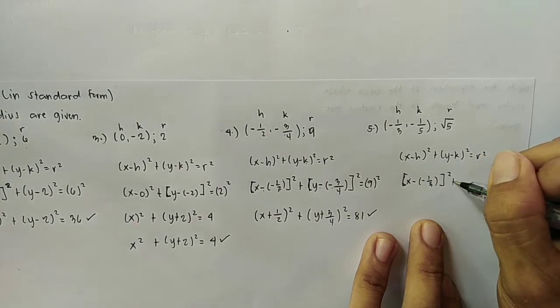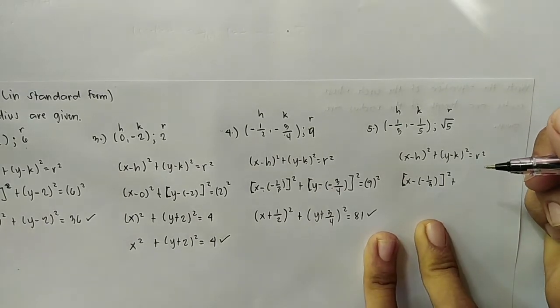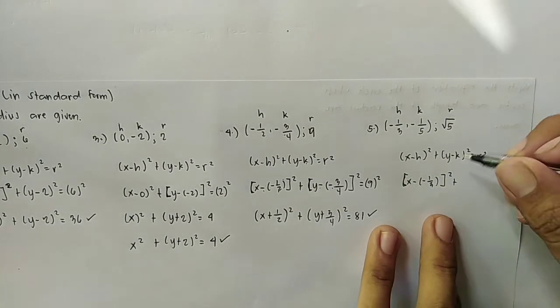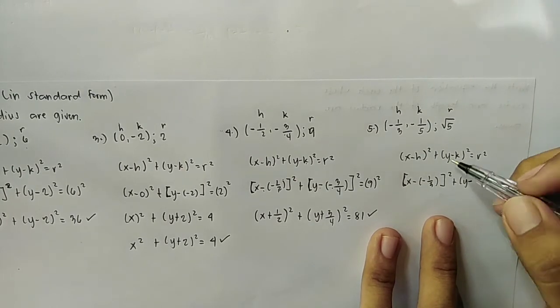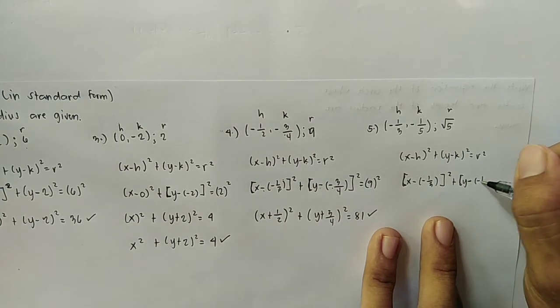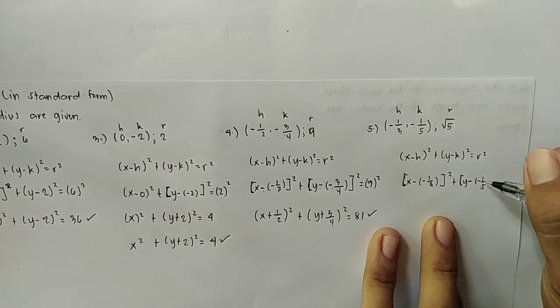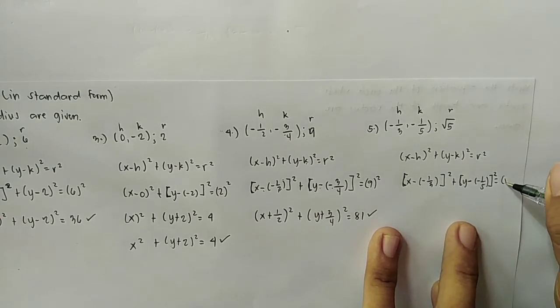Then squared, plus y, the value of our k is negative 1/5. So minus 1/5. Just replace k with negative 1/5. Then squared. Then our radius is square root of 5. So square root of 5 squared.